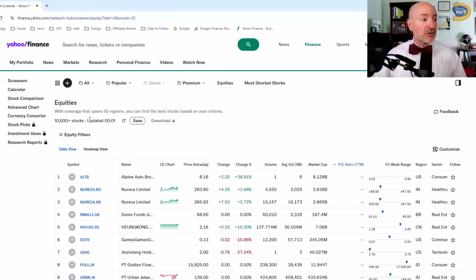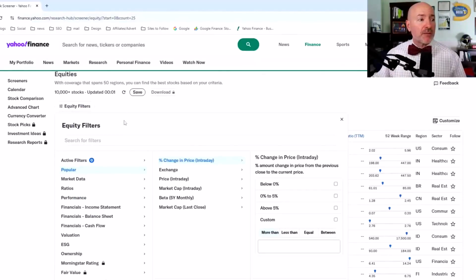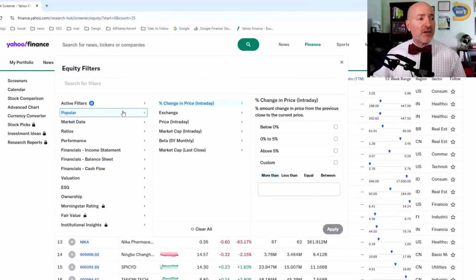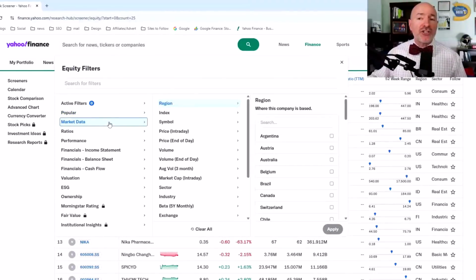Okay, so we're going to start here with the equity screener, and we're going to click on equity filters. This opens up our box of different filters that we can use. I'm going to talk you through some of the ones that I use. And again, the important part here is that you understand what these filters mean so you can choose which ones you want to use for what stocks you're looking for.